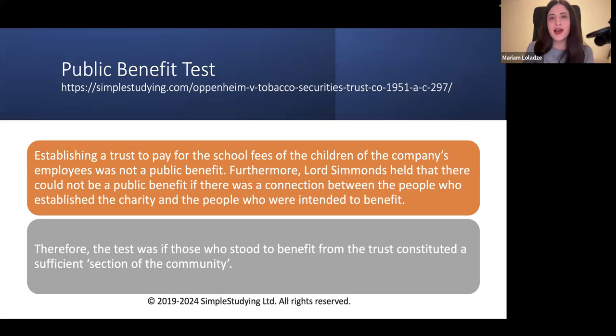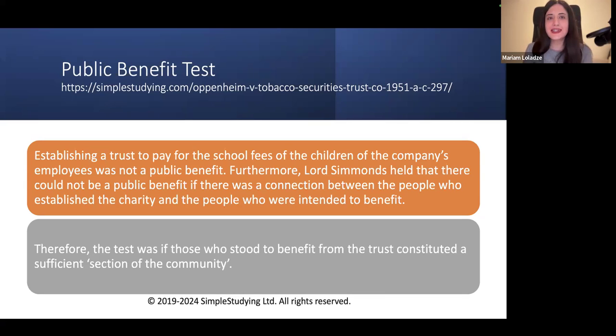The reason is that when a charity is created, it has tax advantages. Charities usually don't pay taxes, and the justification for this is that they have to be benefiting enough people. So if the charity is only benefiting just a few people, it's not really a public benefit, and that kind of charity would not be able to satisfy the public benefit test. It has to be more people.